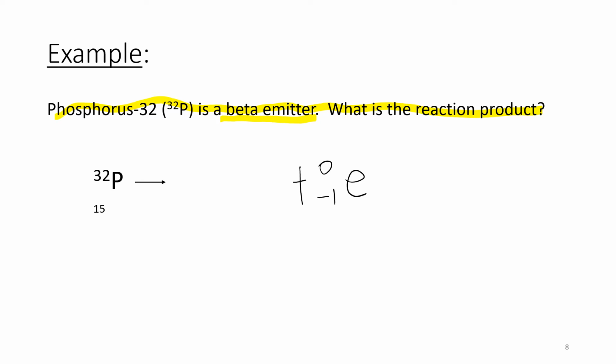So for beta emission, the mass number doesn't change because 32 plus 0 equals 32. My atomic number is always going to be 1 greater than what I originally started with. So 15 plus 1 gives me 16. And then again, we can check here that 16 minus 1 equals 15. So we have atomic numbers balancing out. Now we just have to determine the identity of our new element that phosphorus-32 has decayed down to. So we use our periodic table to see which element has atomic number 16, and that would be S for sulfur.